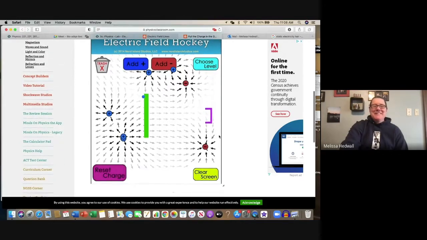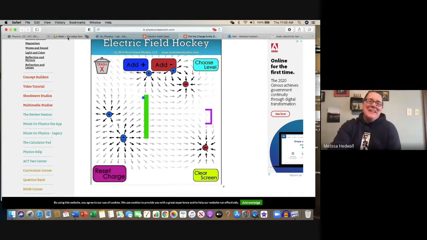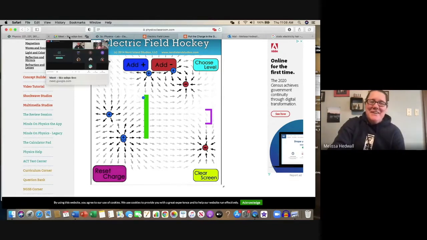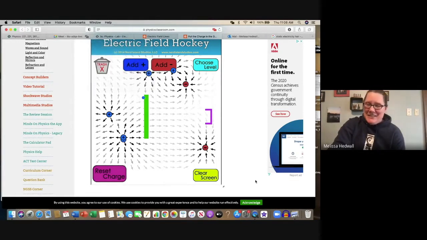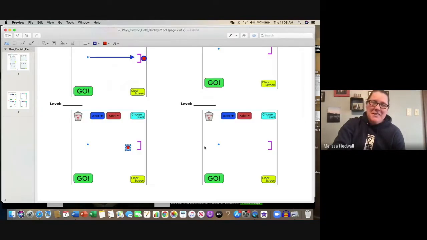If you get a good one, just shoot me a screenshot on email and let me know that you did it. So here's the deal. As you can see, this can get frustrating really quickly. So the biggest goal here is that you're seeing how the charges interact. And you're seeing how by creating that electric field, the puck will travel in different ways depending on what charges you have in each spot.